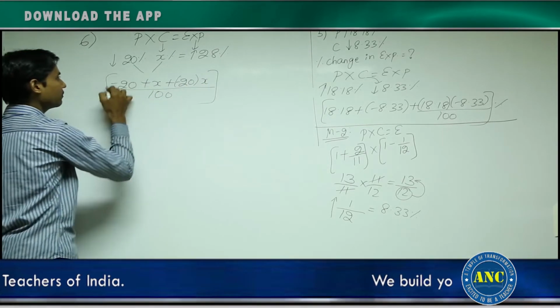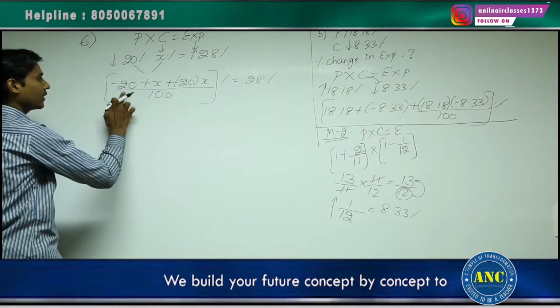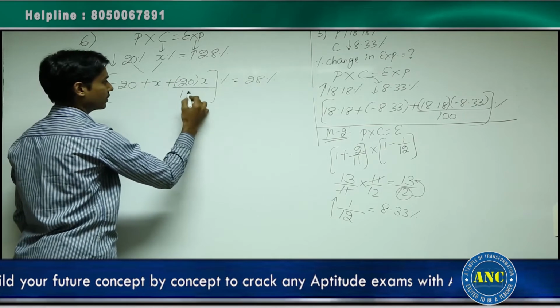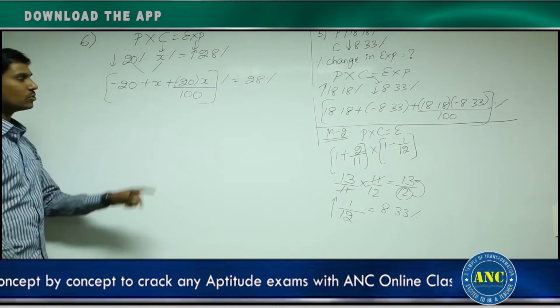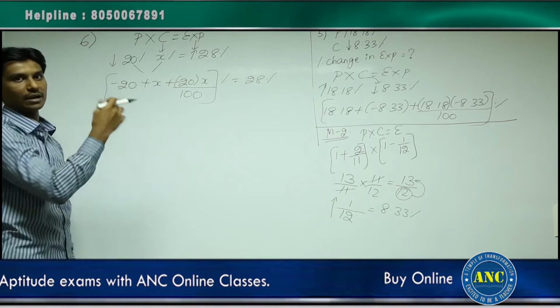This is given as 28%. If you simplify this value, 100% is only for this one, right? If you simplify this value, you will get the value of X. Take the LCM and simplify, you will get the value of X.